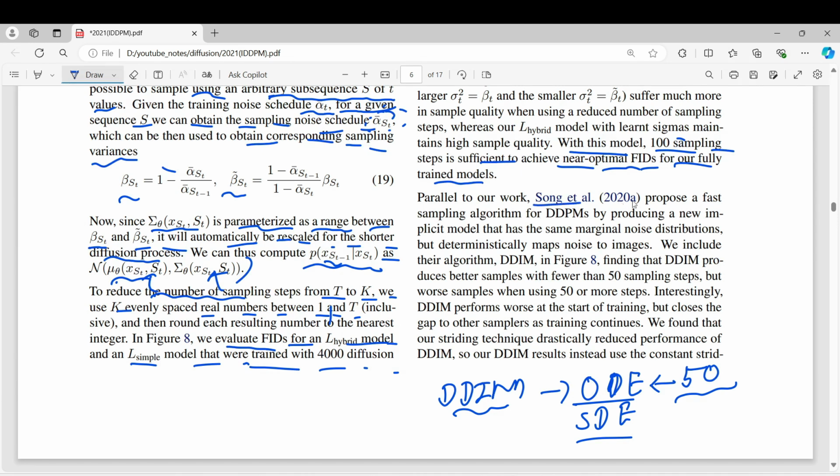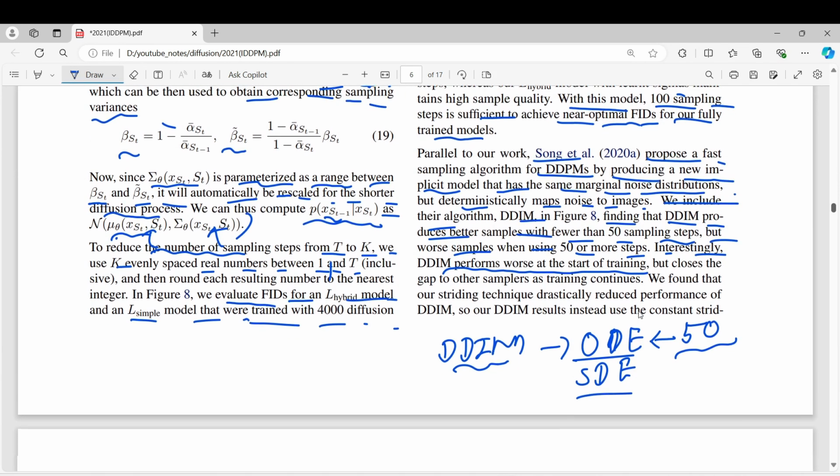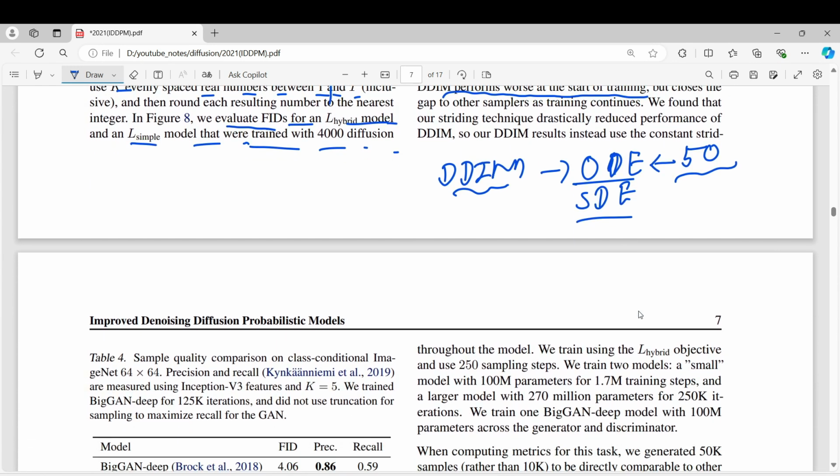So Yang Song and his collaborators proposed this fast sampling algorithm for DDIM by producing a new implicit model, and they are saying that they have the same marginal noise distributions, but deterministically map noise to image. So they are not going stochastically, they deterministically map any noise into the image. They include their algorithm DDIM, finding that DDIM produces better samples with fewer than 50 sampling steps, but worse samples when 50 or more steps. Interestingly, DDIM performs better at the start of sampling, but if we train enough, then the other samplers become competitive.